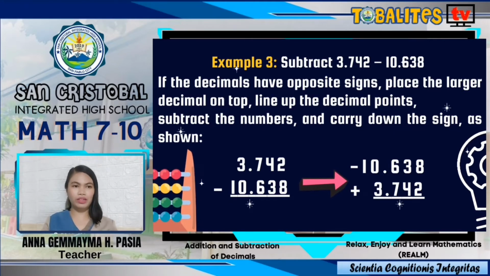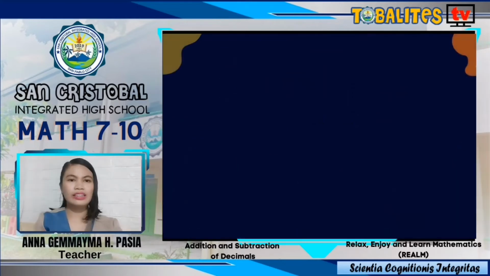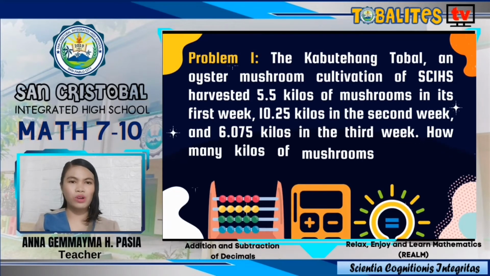Then on the other side of the figure, the minuend and subtrahend were reversed. So the given will be negative 10 and 638 thousandths plus 3 and 742 thousandths. As you can see, the subtraction sign will be changed into an addition sign. Then proceed to addition. So if we add negative 10 and 638 thousandths plus 3 and 742 thousandths, the answer will be negative 6 and 896 thousandths. Now, let us proceed with problem solving.